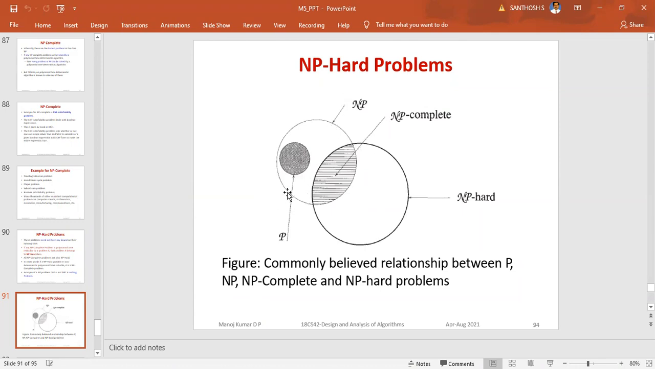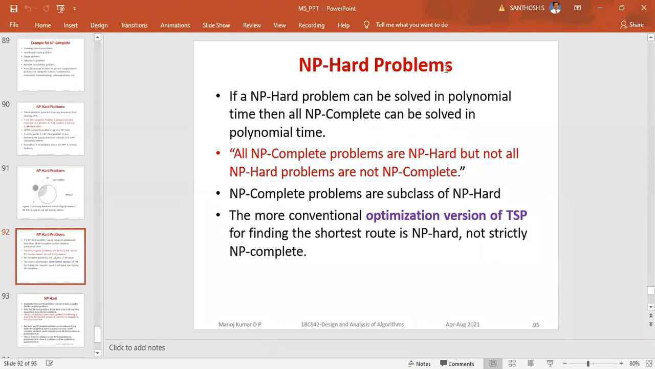Inside NP you have P. This is NP-hard. The part which is the intersection of NP-hard and NP will give you NP-complete. This is the commonly believed relationship between P, NP, NP-complete and NP-hard. What we tell is, the intersection of NP and NP-hard we call NP-complete. Understood?